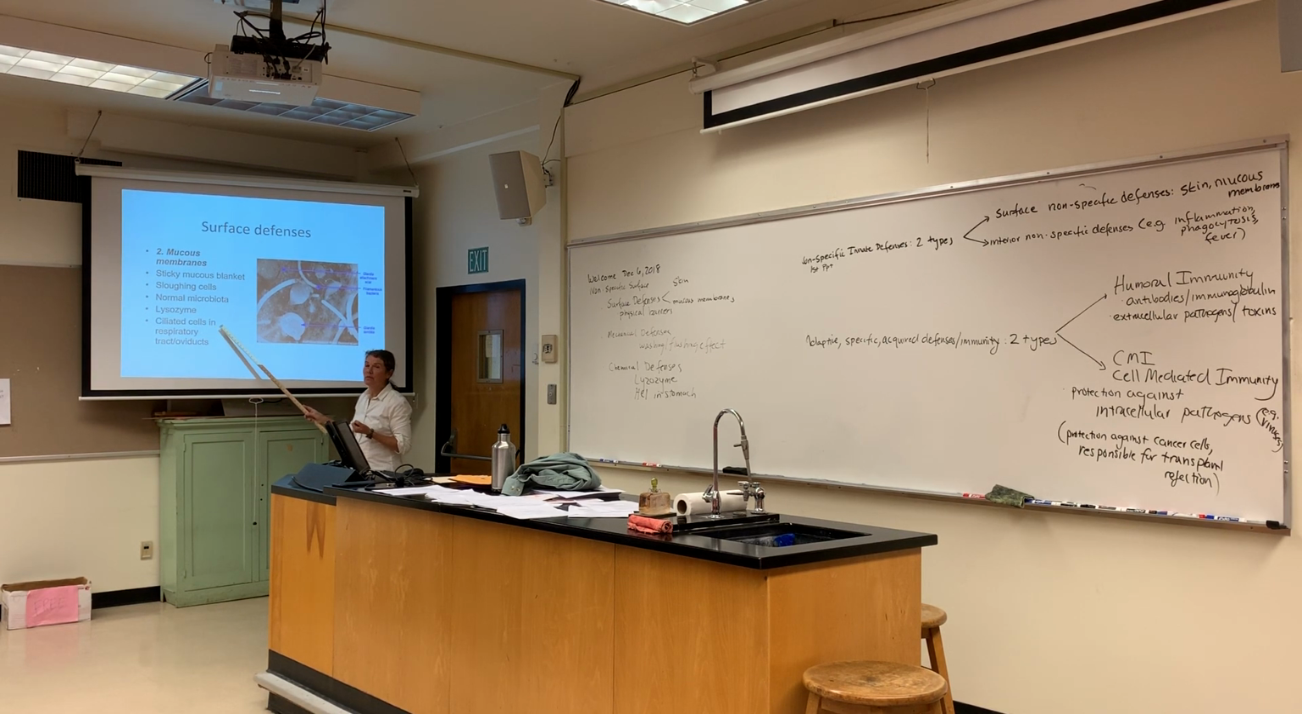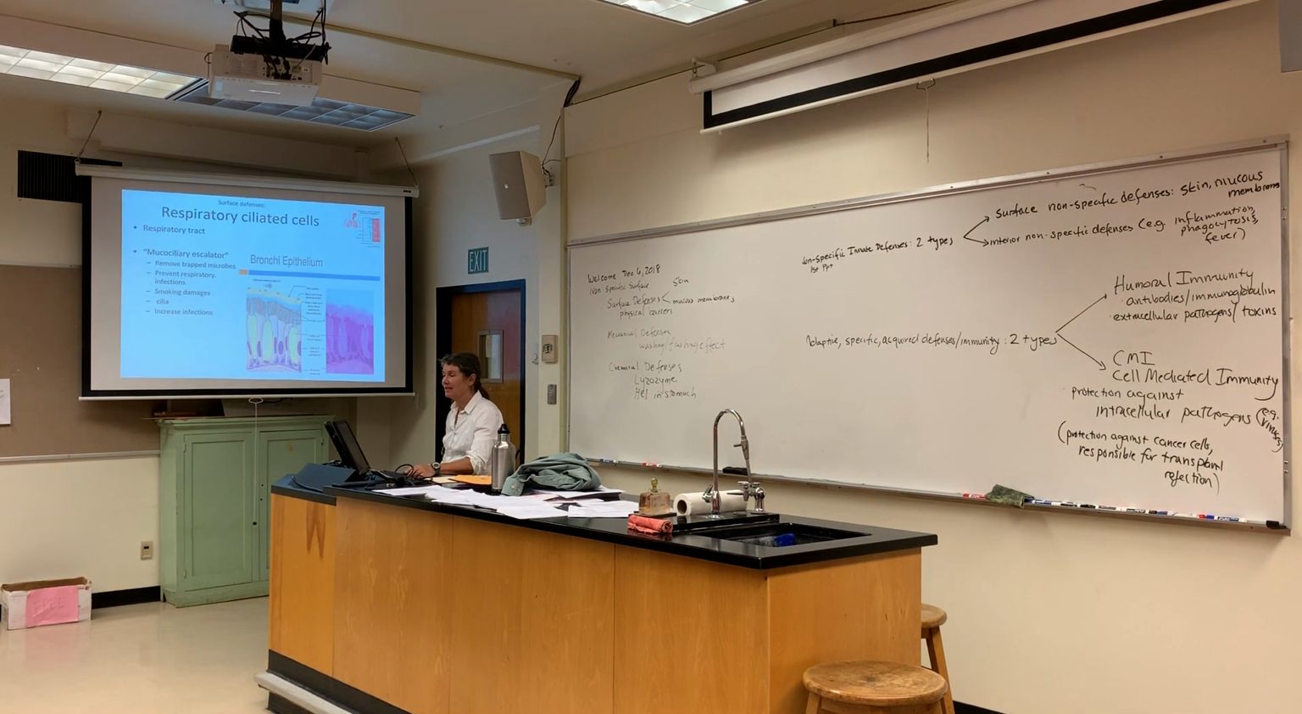Another important part of natural defenses are ciliated cells of the upper respiratory tract and in the oviducts of women. So we just want to develop this a little bit more. This is probably a review from the first unit way back when we were talking about eukaryotic cells.